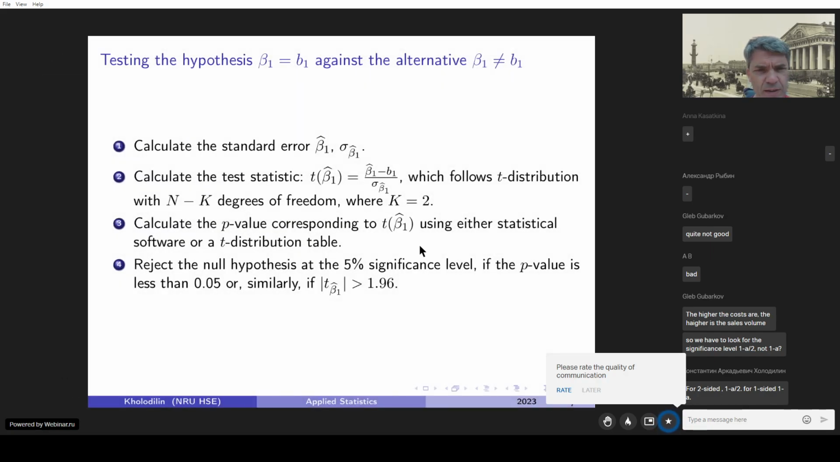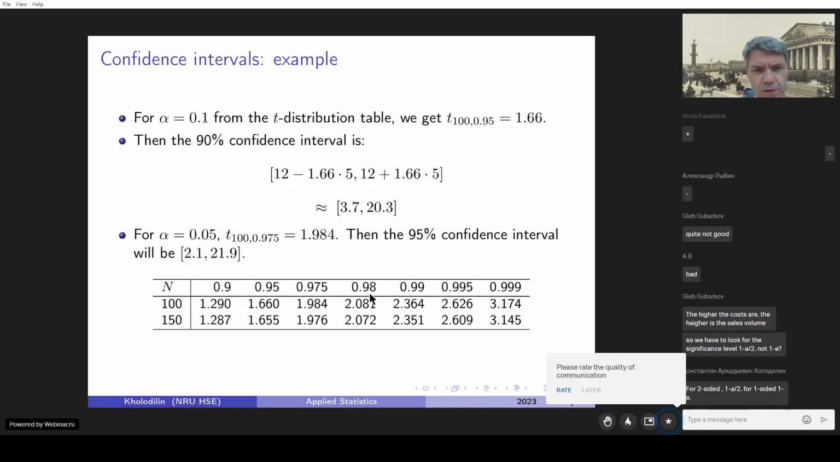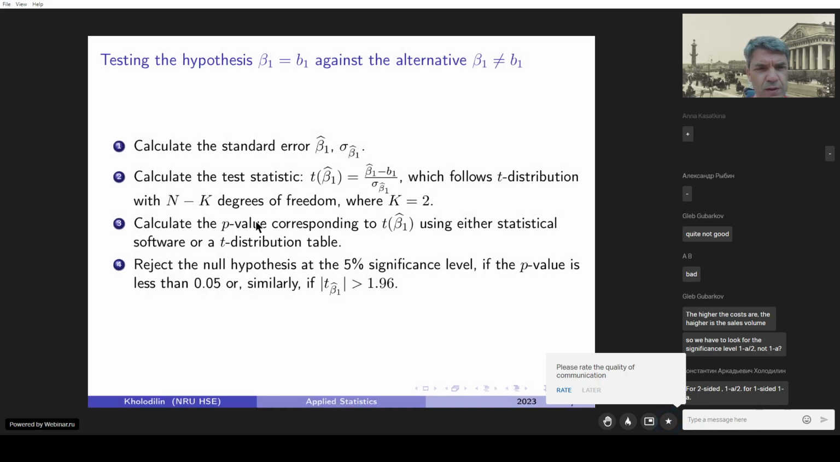Now let's look at our algorithm here. So we computed this test statistic. We looked up the distribution table here. We found the corresponding probability in the table, and this will result in the p-value, the probability of observing this value, given that it follows t distribution with n minus 2 degrees of freedom.